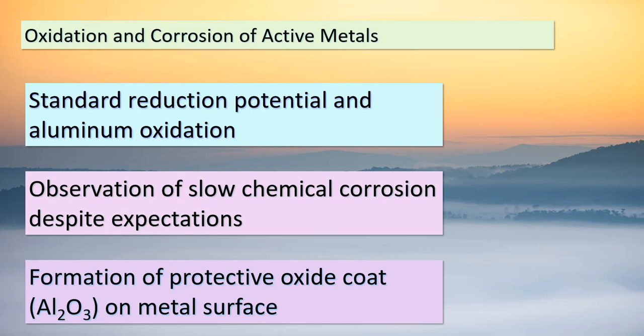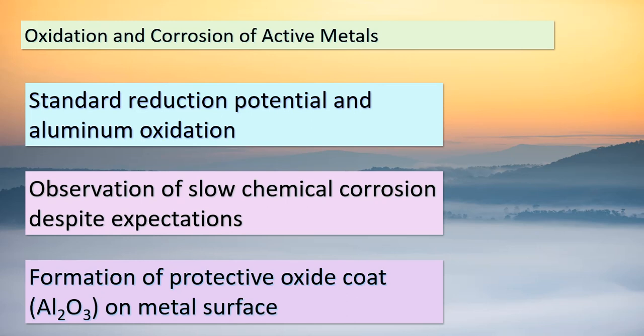However, if you've ever noticed those aluminum soda cans scattered in the environment, you might be puzzled. Despite our expectations, aluminum experiences slow chemical corrosion. Why is that? Well, the answer lies in the exceptional stability brought about by the formation of a protective oxide coat.